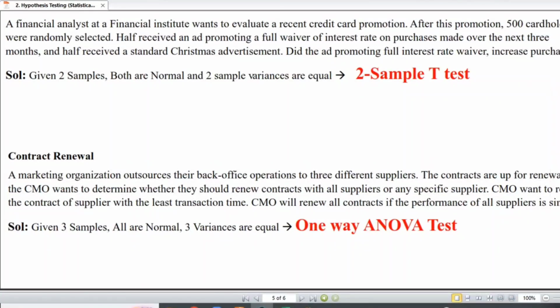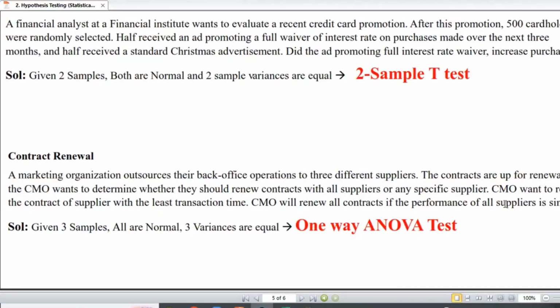The CMO, that is Chief Marketing Officer, wants to renew the contract of the supplier with least transaction time. Means whoever has done the work in less time, he wants to select that person and renew for that person. Whereas the CMO will renew all the contracts if all the suppliers are similar. It is not mandatory that we select only 1. He is going to accept all 3 of them.